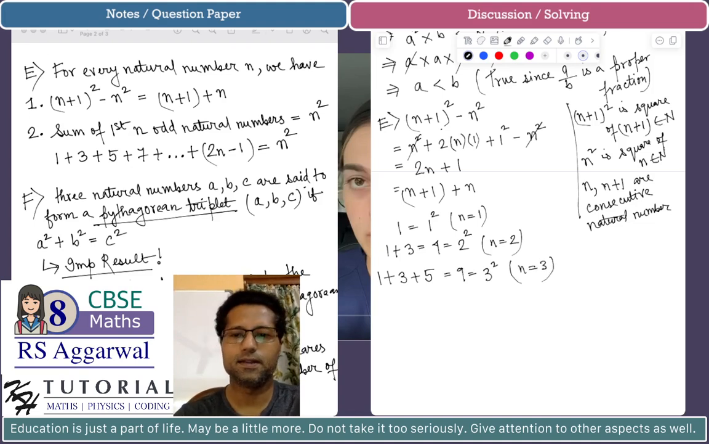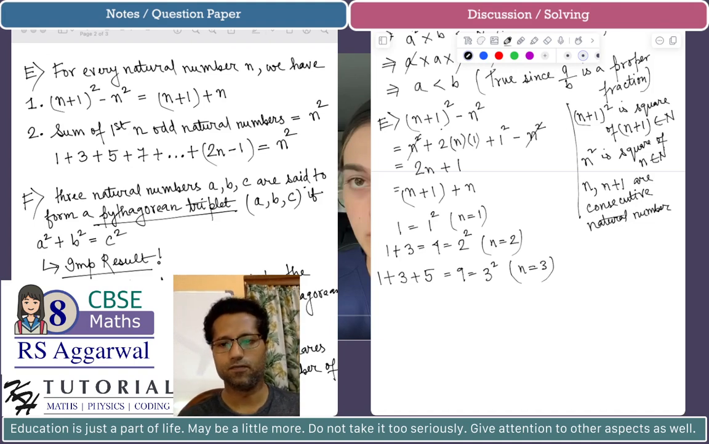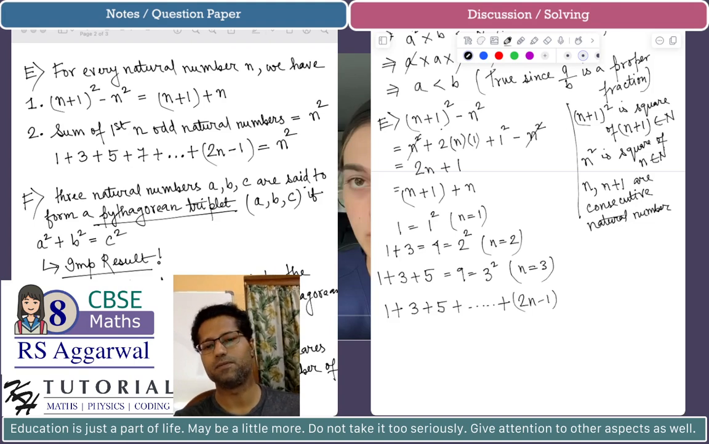So you see that 1 plus 3, we are adding the first two odd natural numbers, so the result is 2 square. So definitely, if you have the sum of the first n consecutive odd natural numbers, the last term will be 2n minus 1. So 1 plus 3 plus 5 and so on, like this, the last term will be 2n minus 1, and this is equal to n square.